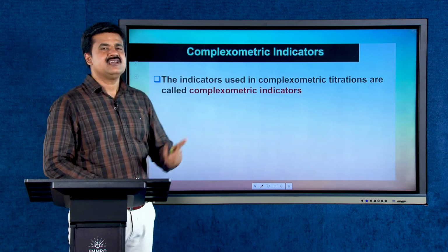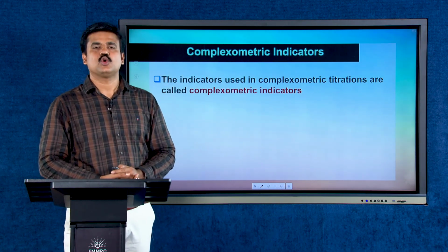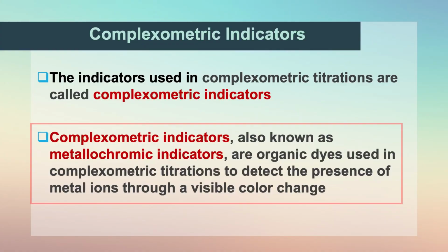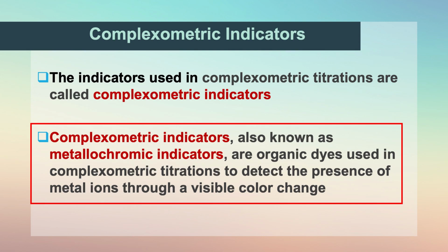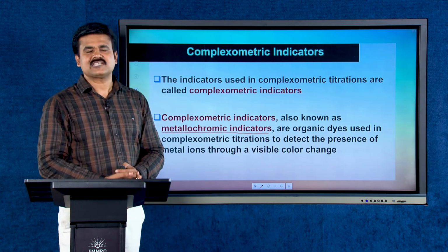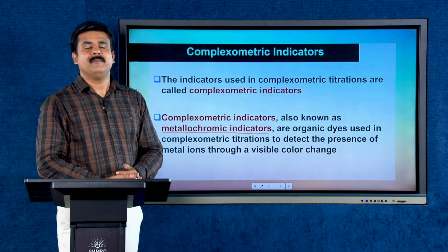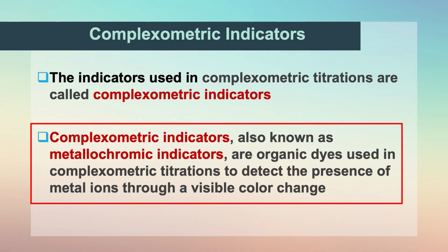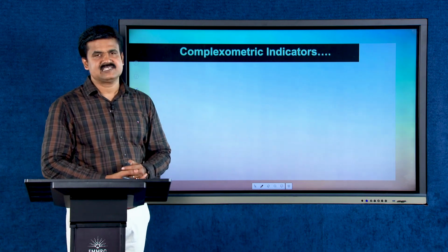So, this is the definition. The indicators used in complexometric titration are called complexometric indicators. Complexometric indicators are also known as metallochromic indicators. Remember, this is a very important synonym of complexometric indicator. And these metallochromic indicators are organic dyes used in complexometric titration to detect the presence of metal ions through a visible color change.